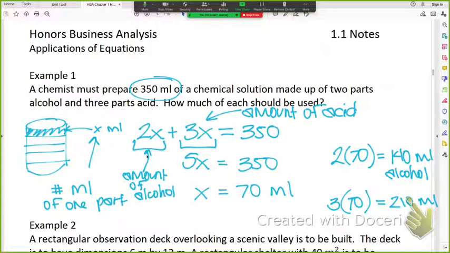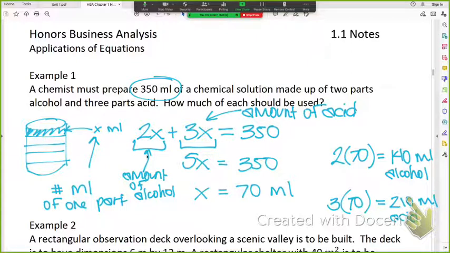It's a harder setup. If you don't like that, you could say X is the milliliters of alcohol, and the milliliters of acid would be like 350 minus X, but that gets a little bit more complicated. So I'm going to just leave it the way it is. Okay. Any questions, problems, lingering concerns about this? Nope. All right, that's the acid.